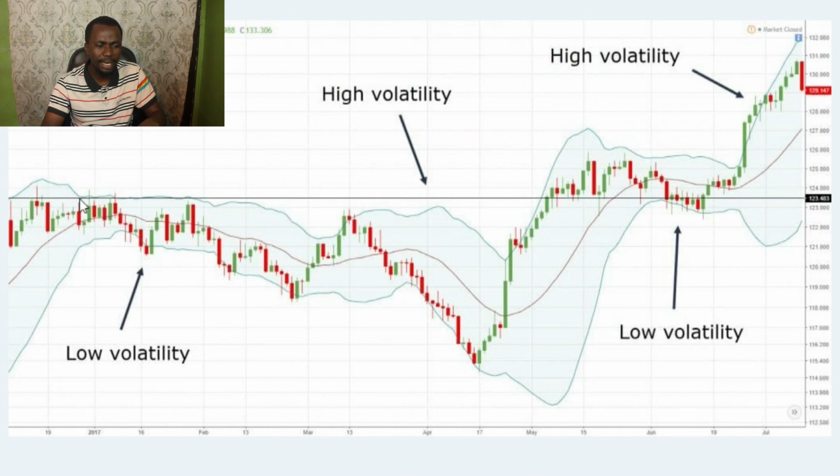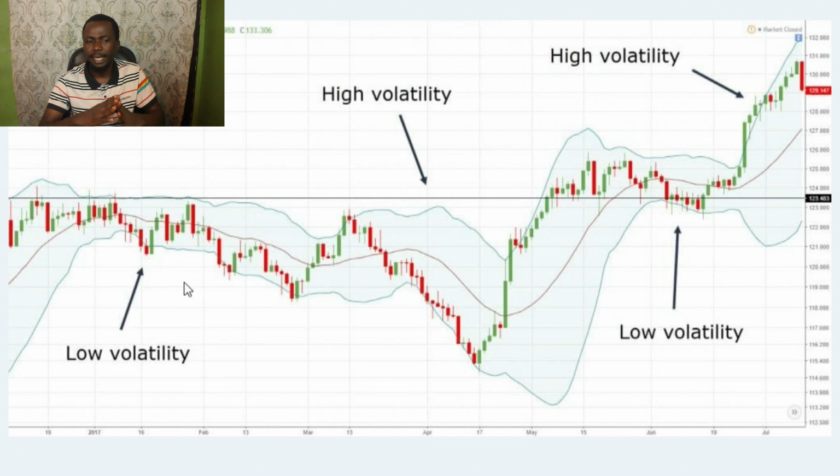You can see the candles are getting smaller. So this is the ranging market I'm telling you about. Whenever the price gets to the upper band, you sell. Whenever it gets to the lower band, you buy, because the market is clearly in a range. So this is what I mean by low volatility.